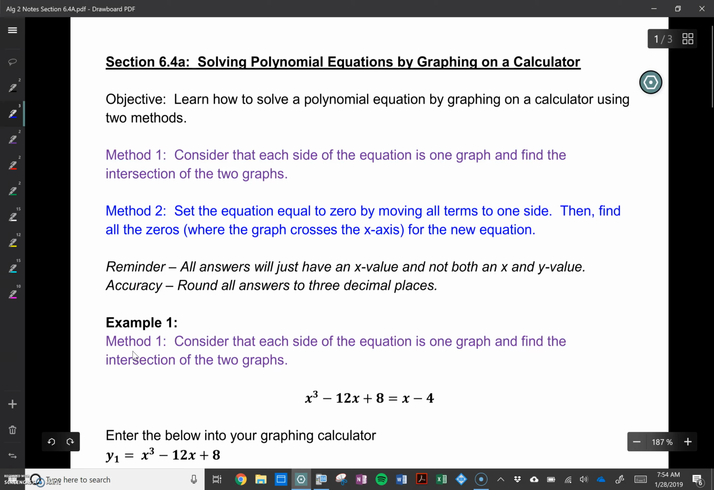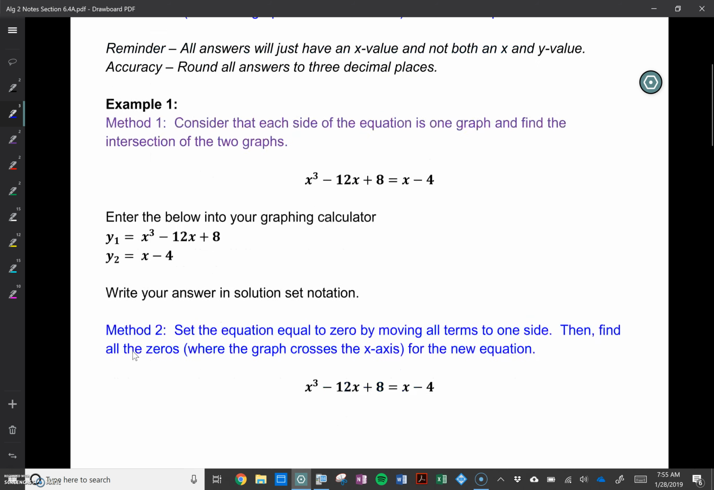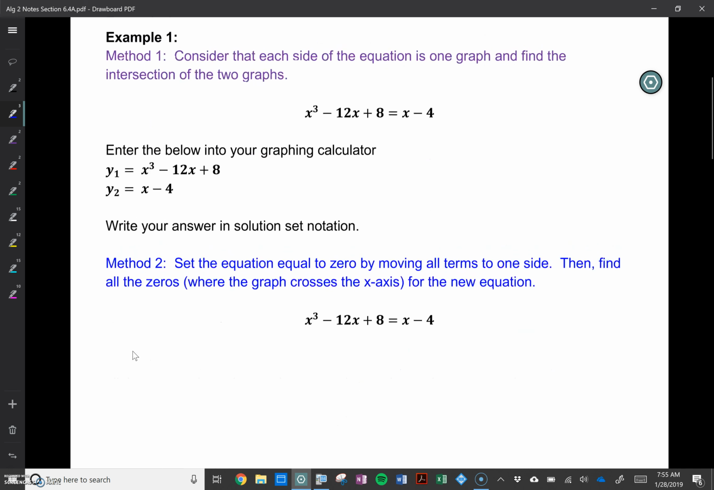The first method is going to be finding the intersection points of two different polynomial equations, and the second method is going to be solving and setting it equal to 0 and finding the zeros. Both of these will be the solutions, and we're going to demonstrate that we can get the solutions by these two different methods. So our first method, I'm going to have you go to your graphing calculator and put in this following equation.